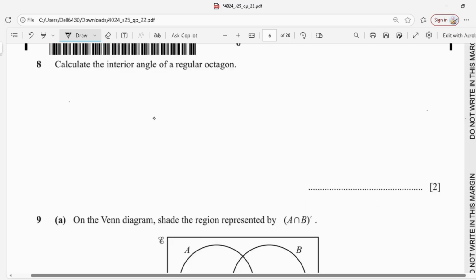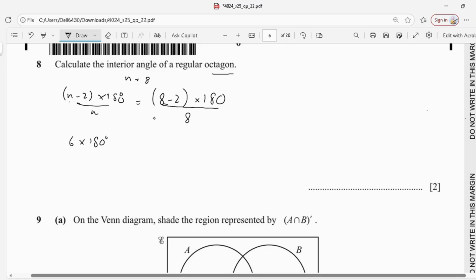Question number 8: calculate the interior angle of a regular octagon. Since it is an octagon, n is equal to 8, and the formula for the interior angle is (n minus 2) into 180 divided by n. Since n is 8, it is (8 minus 2) into 180 divided by 8. So it will be 6 into 180 divided by 8, that is 135. So the interior angle of a regular octagon is 135 degrees.